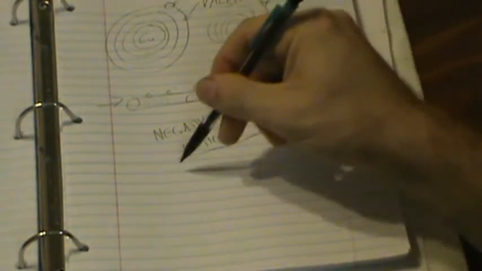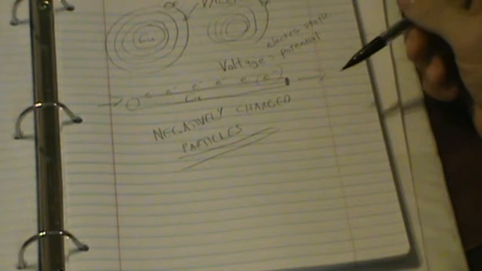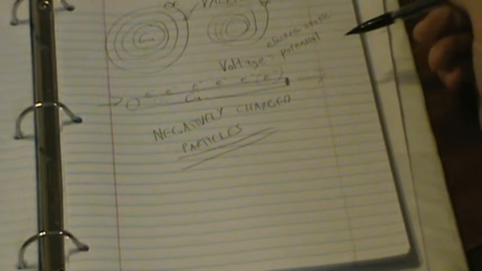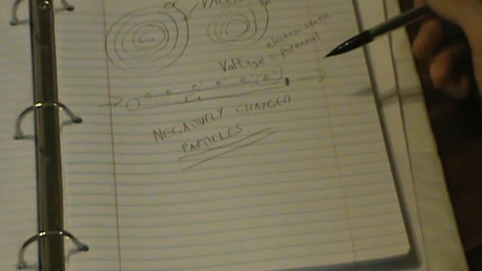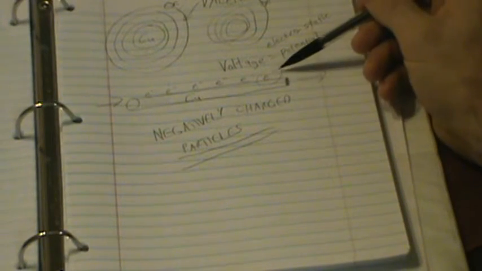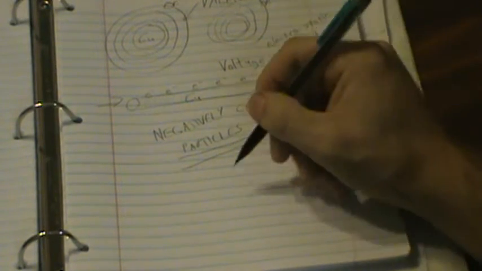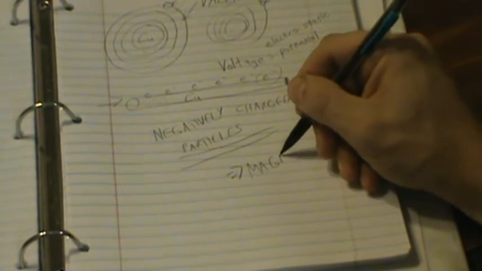So what this means is that they are particles that have energy built into them because they are moving, because they have velocity, but also because they have a charge, they are magnetic. So remember, that means that these negatively charged particles are magnetic.